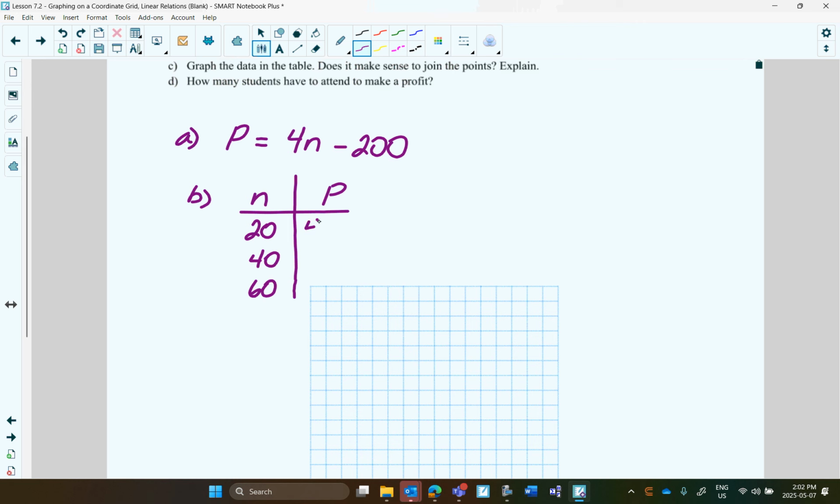So 20 students attend. The profit is going to be $4 for each of those 20 students, but we got to subtract 200 away. What do we get? Yeah, so that's negative 120. That means that the student council loses money. It is possible to lose money. It is possible to have negatives. So this point is 20, negative 120.